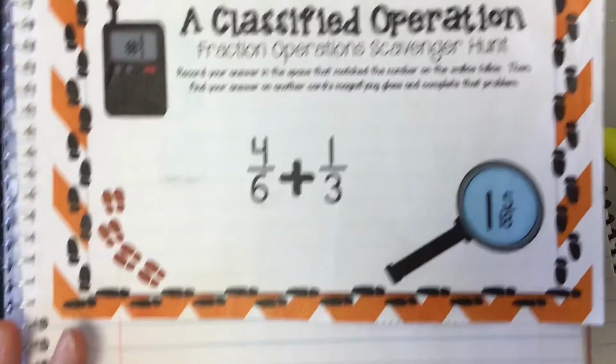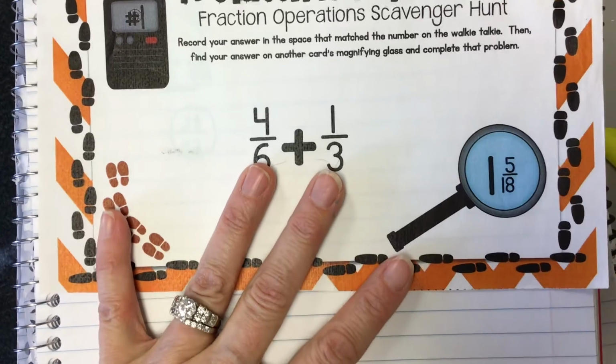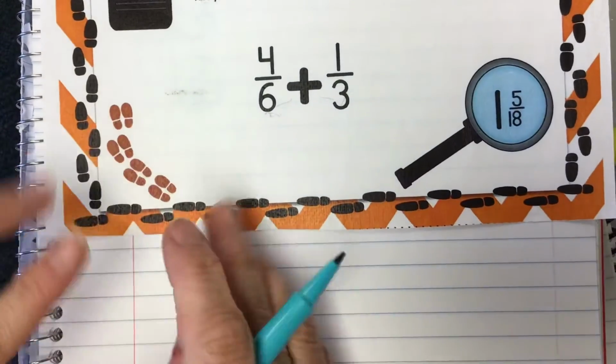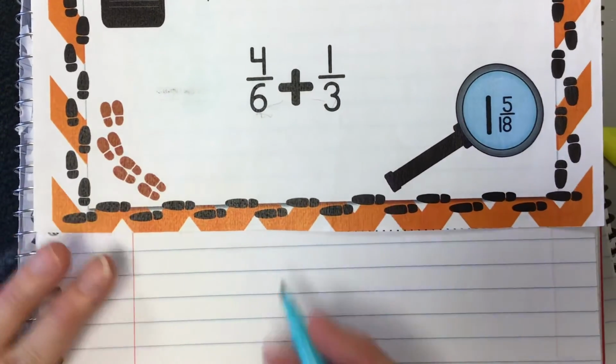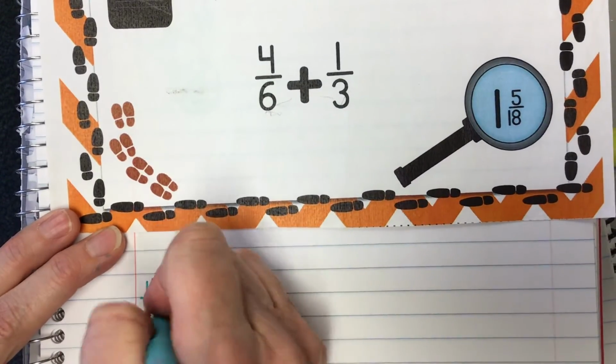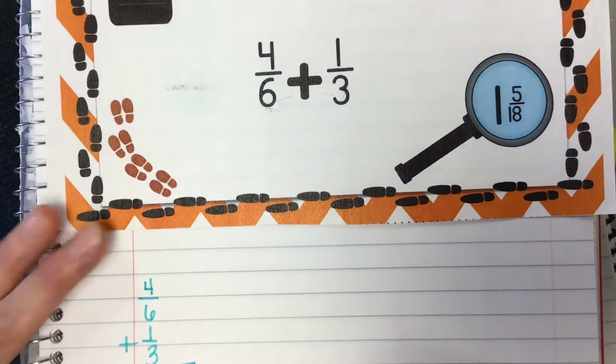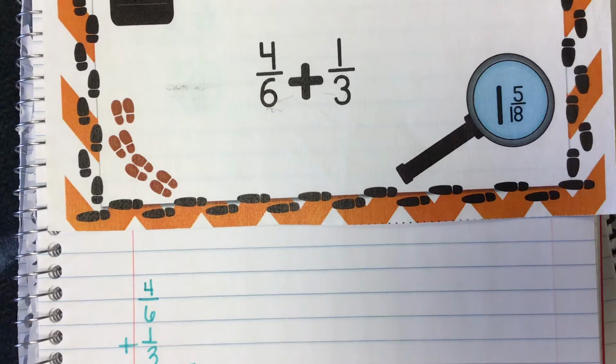So girls and boys, go ahead and solve your first clue with me. So this is really just for girls, but boys, go ahead and write it down. So it's 4/6 plus 1/3. Okay, raise your hand when you have the answer to 4/6 plus 1/3.